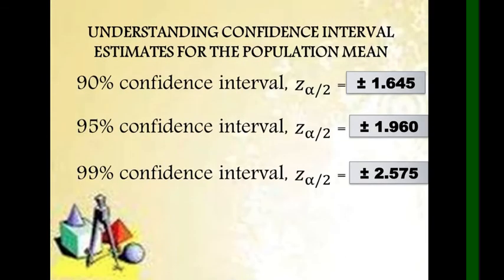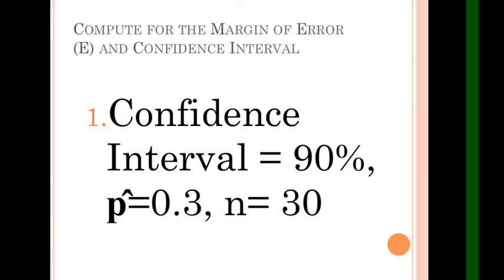Okay, let's have this example. Confidence interval equals 90%, P hat equals 0.3, and N equals 30. So first, write the given. So we have these 3. We have Z equals 90%, which is equivalent to 1.645. P hat is 0.3, N equals 30, and Q equals 0.7.